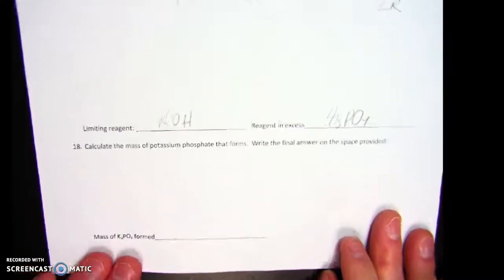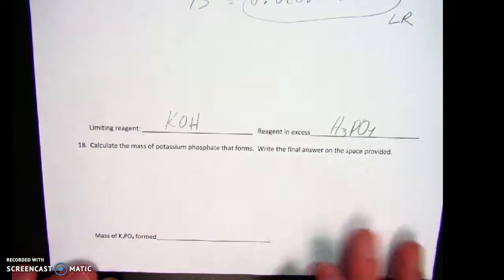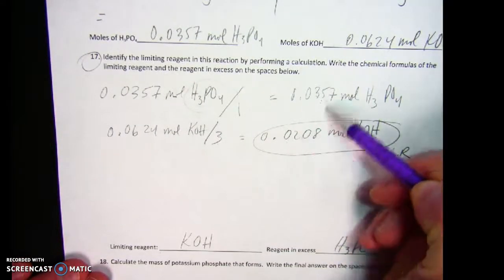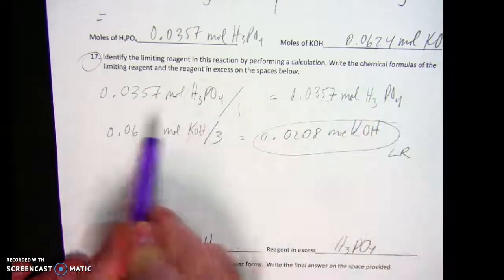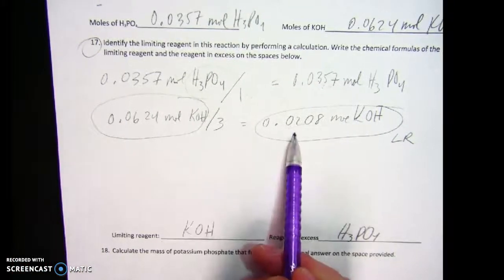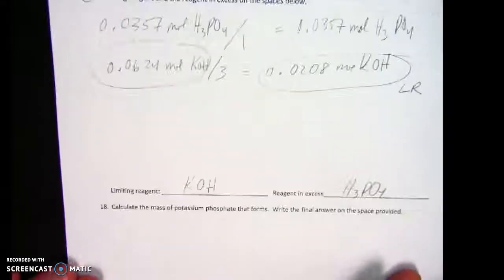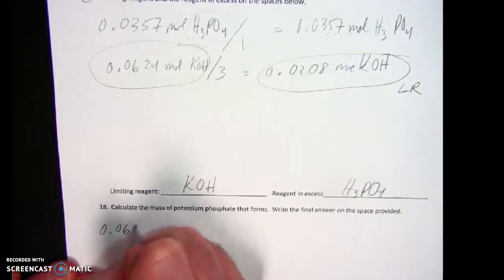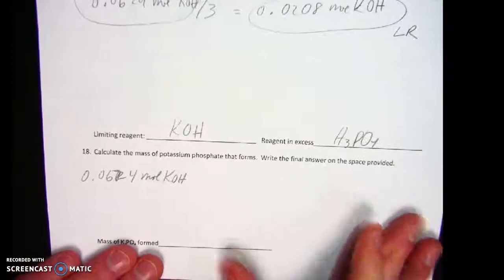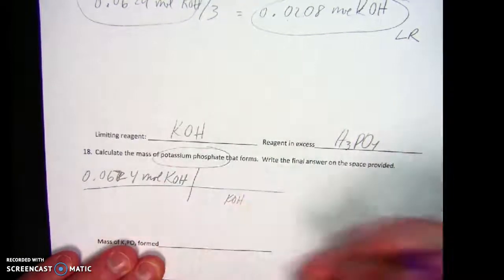The last problem asks us to calculate the mass of the potassium phosphate that forms. Now, if you choose this method above, you do not start with these values, but instead you begin with your starting value of the KOH. If you were to use this value, you would end up double dividing by the number 3. So we always start with our beginning moles of our limiting reagent, which is 0.0624 moles of KOH.